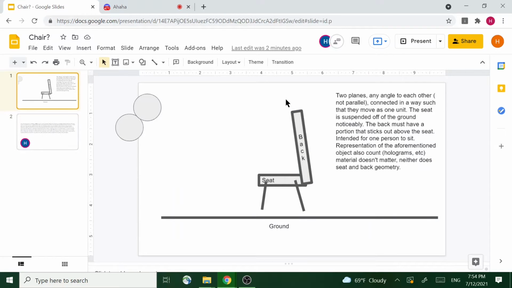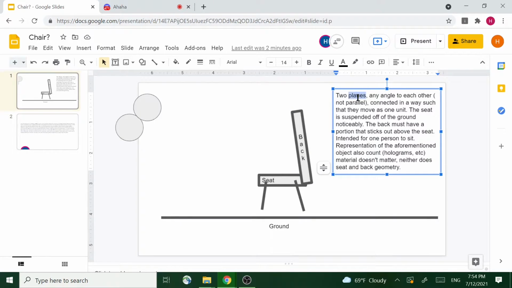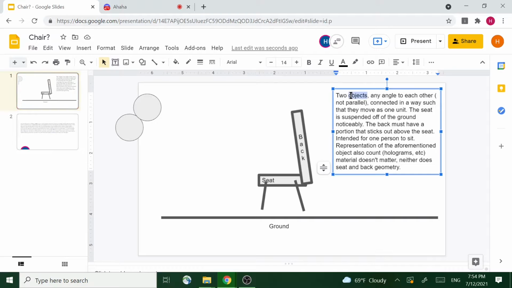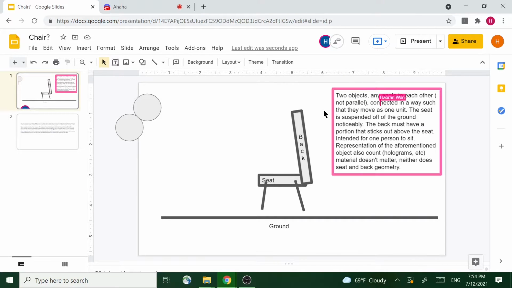But it's interesting because instead of two planes, it's two, what do we call them? Two objects? What did he call it? Two pieces of durable material. He also didn't specify. Okay, just two pieces of material. I feel that's fine. They need to be tangent to each other, right? But the two objects need to be touching.